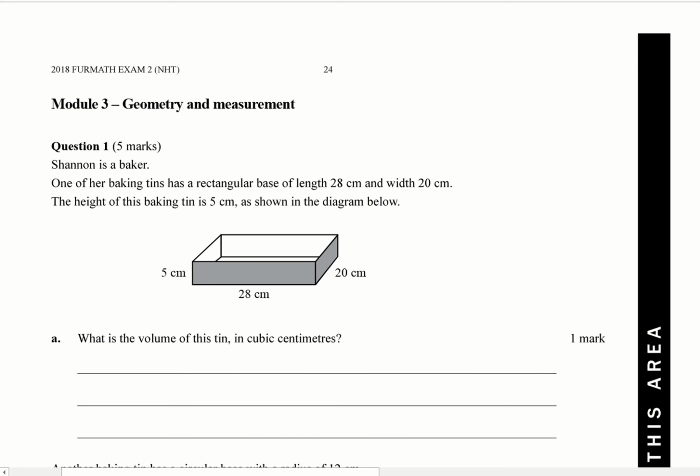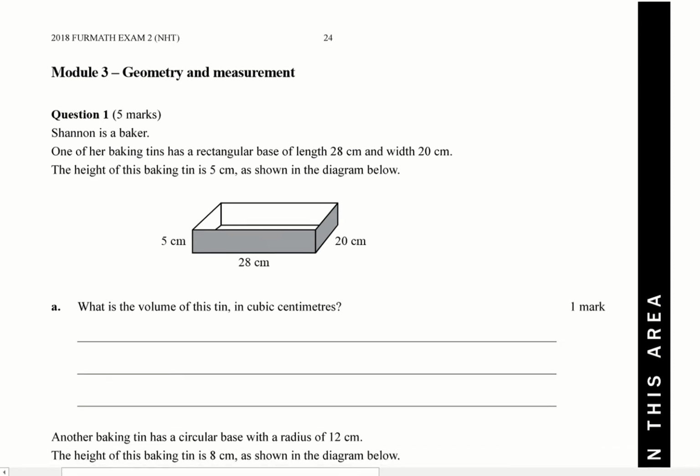Okay, so in this video, we're looking at Module 3, Geometry and Measurement. This is question 1 from the 2018 NHT Further Maths Exam 2. The first question is a volume question.